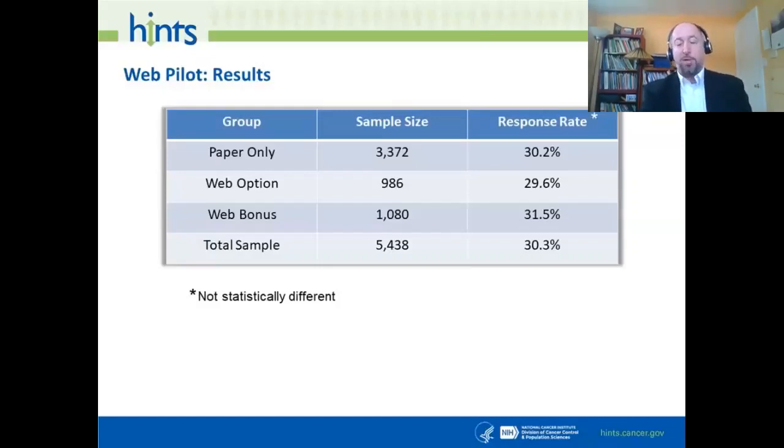There are two things I want to mention. First of all, did we see any demographic differences? When I say differences, I'm talking about differences between the groups, in other words, the paper-only, web option, or web bonus group. And it turns out people in the web bonus group tended to be a little younger, and I think we got some more males there. So that was some good news as far as getting some of those people that we had trouble getting previously.